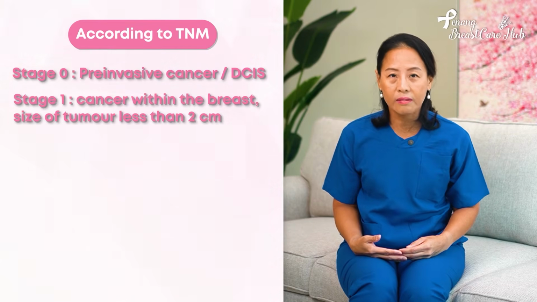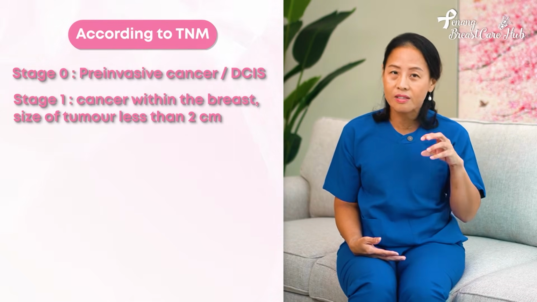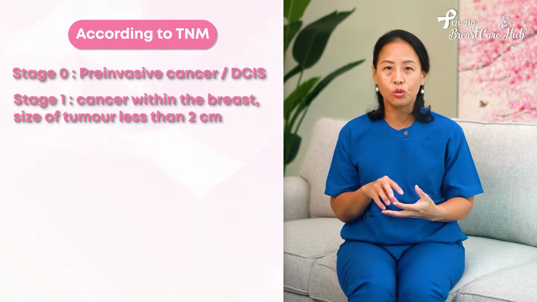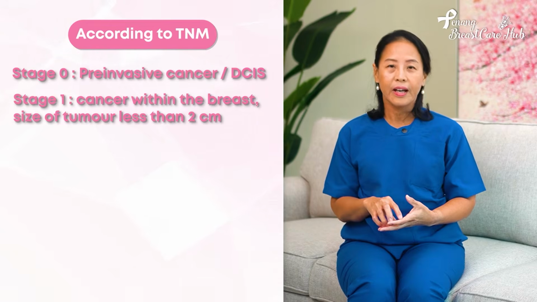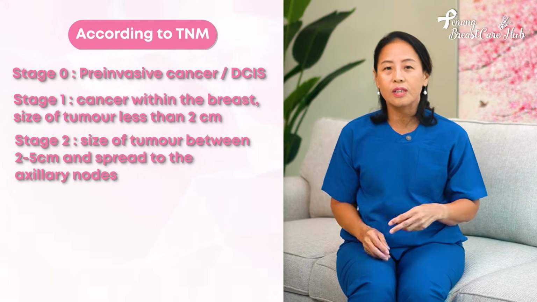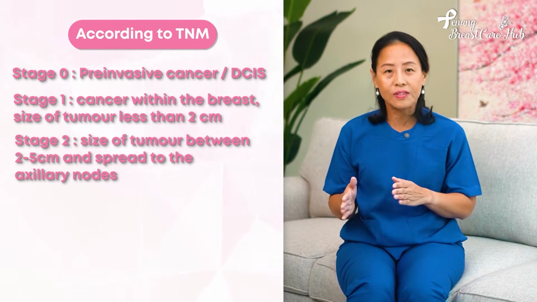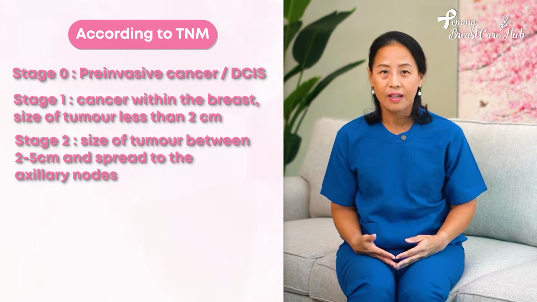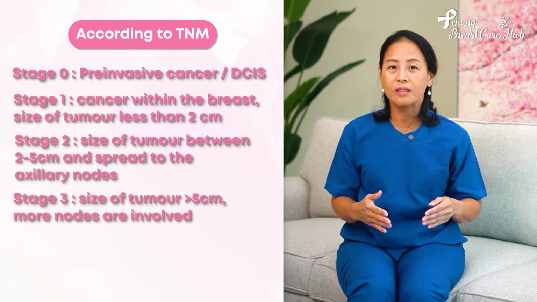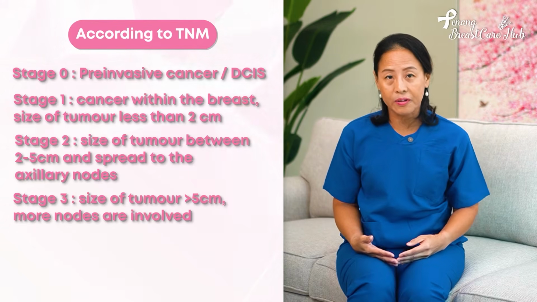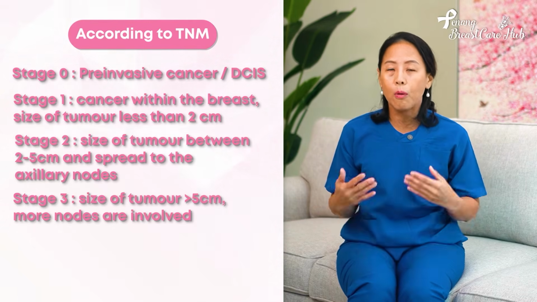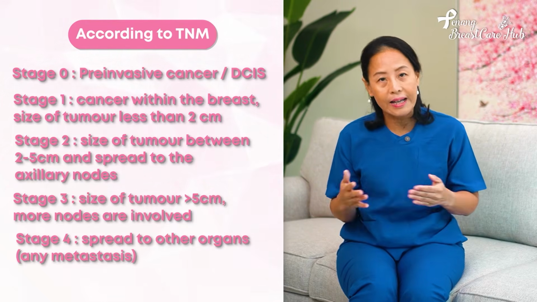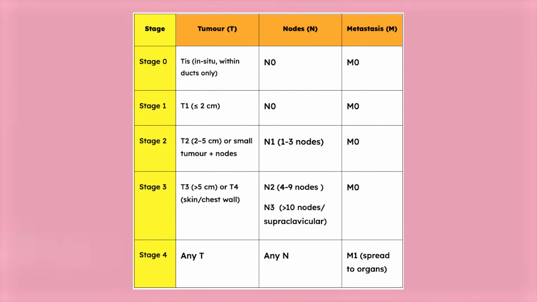If it's stage 1, it means that the cancer is still within the breast, or the size of the tumor is less than 2 centimeters. If it is stage 2, the size of the tumor is between 2 to 5 centimeters and it can also spread to the axillary nodes. If it is stage 3, the size of the tumor is normally more than 5 centimeters and there are more nodes involved. And if it's stage 4, there is a spread of the cancer to other organs.